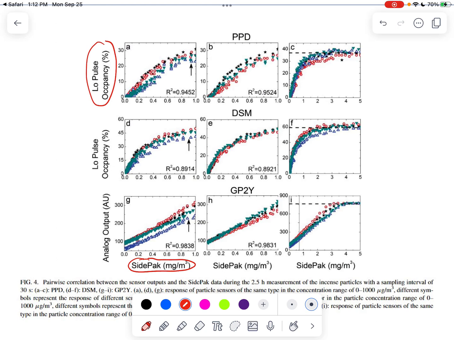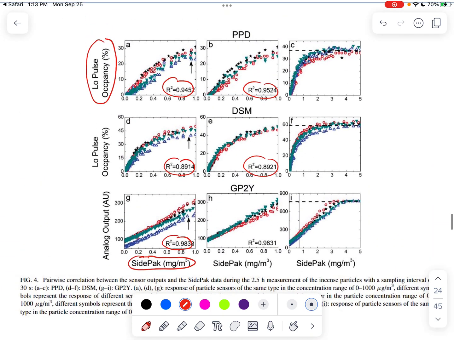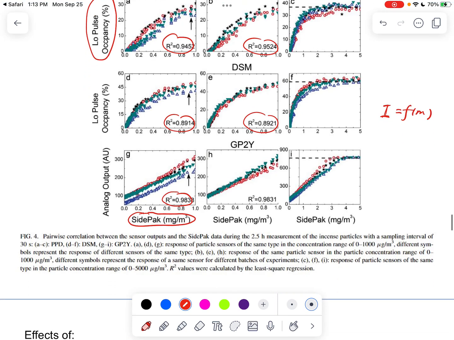You can see that there is a positive correlation between the sensor response and the SidePak measured aerosol mass. You see this overall increasing trend, and we calculated the R-square values; for some of the sensors, they can even achieve an R-square value close to 1, right? So again, this scattered light signal is not directly proportional to the particle mass, based on the theory. But there is indeed a positive correlation with the number concentration of the particles, and also the mass and the size of the particles. To better quantify this effect, there are different algorithms to calculate how the scattered light intensity depends on the particle mass.